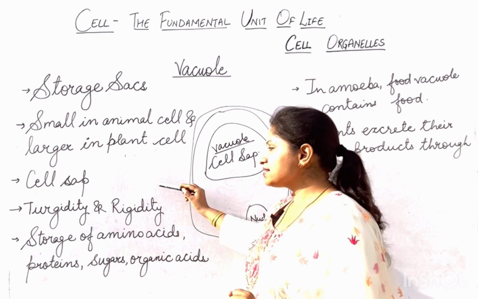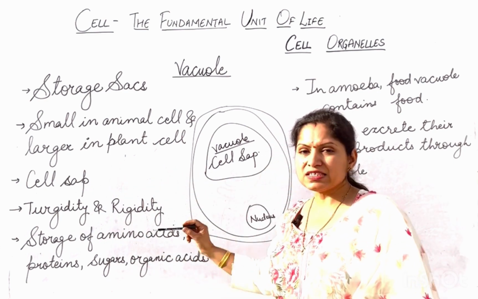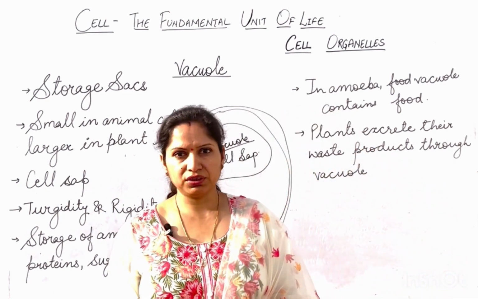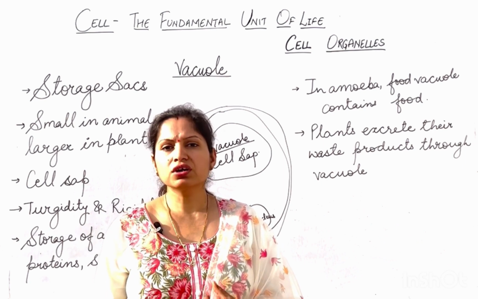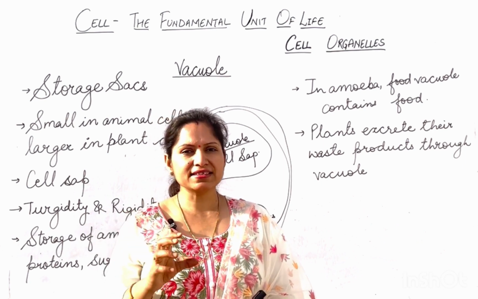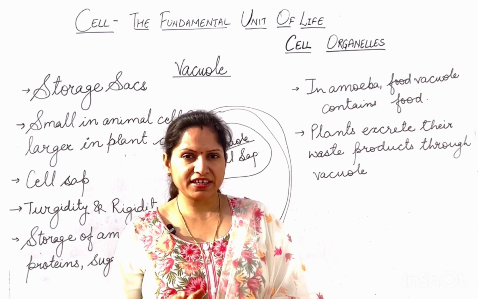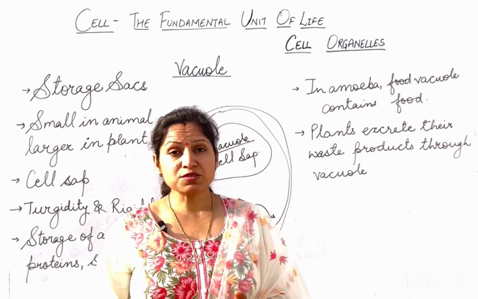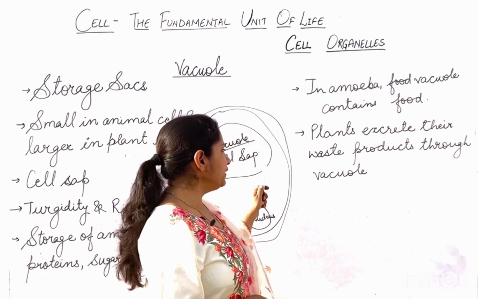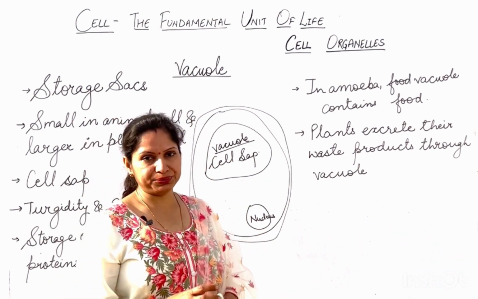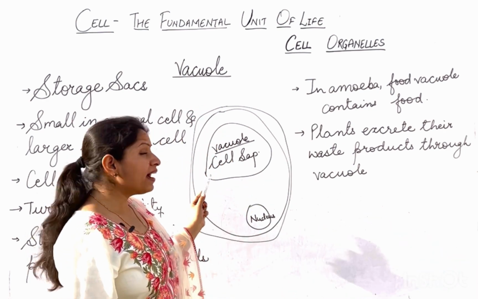One more thing is there, that is rigidity and turgidity, is provided by this vacuole. If you see a fresh tomato, you see that the skin is very tense, it's tight, and that is only known as rigidity and turgidity. That is provided by the fluid content in the vacuole.